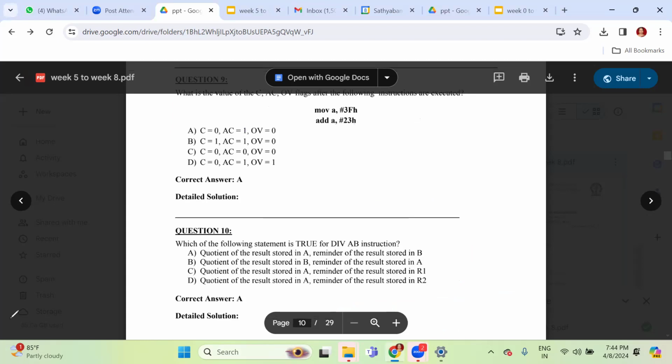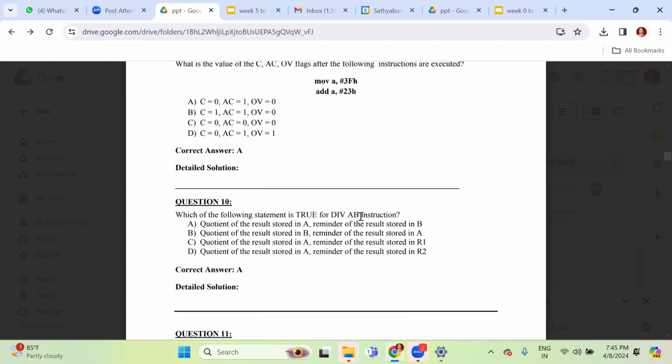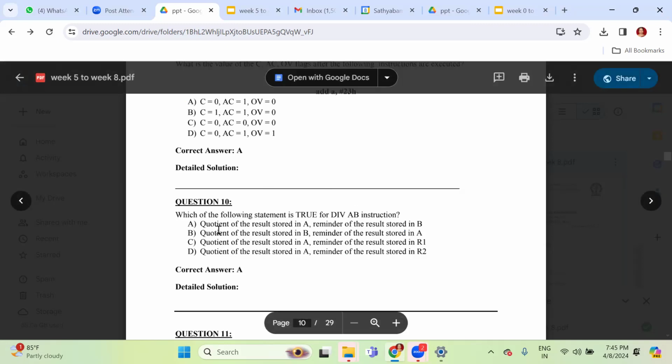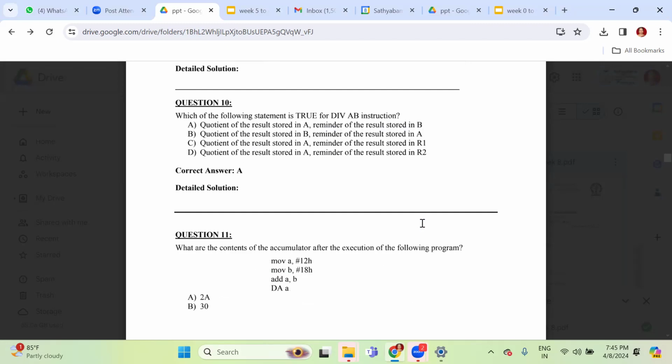Then 10th question. Which of the following statements is true for DIV AB? Division of AB. So we all know that A will store the quotient and B will store the remainder. I think they shuffled the options. So DIV AB, this is the thing: the quotient will be stored in the A register and the remainder will be stored in the B register.